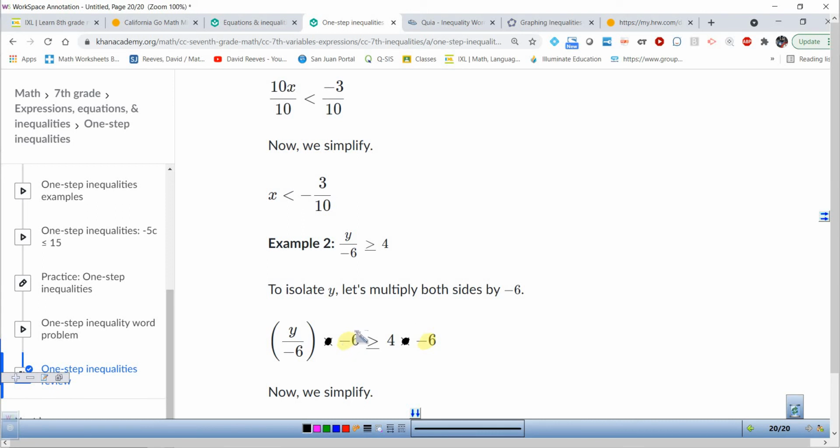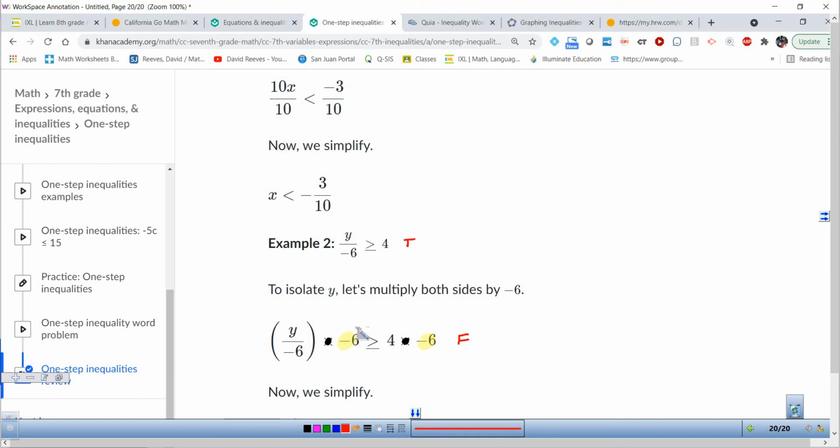When you multiply by a negative, it does change the truth value or the truthfulness. If this is true, this is now false. By multiplying by a negative, you took something that was true and you made it false. So how do we fix that?